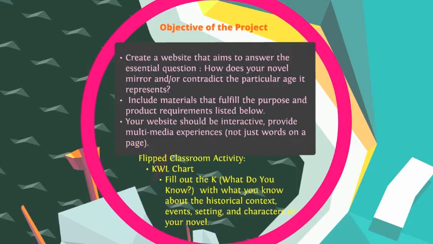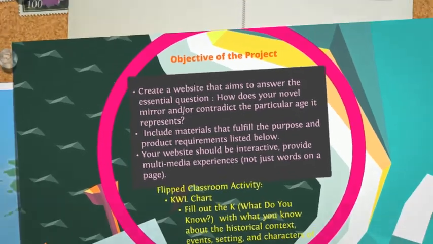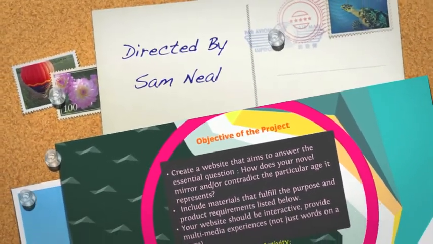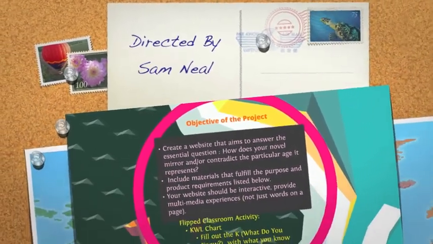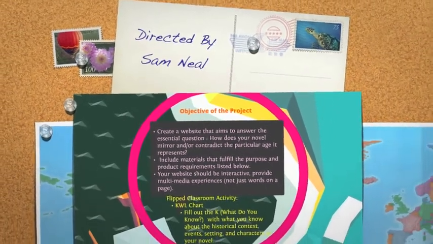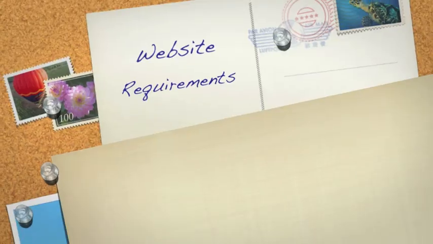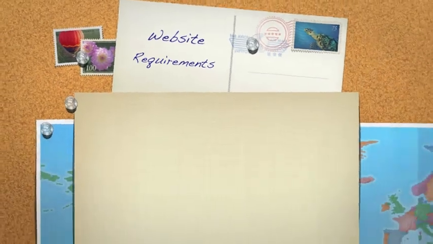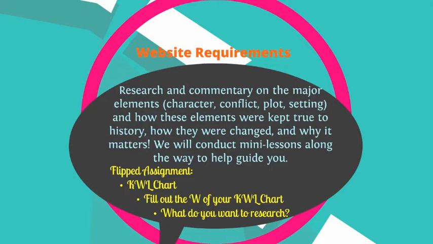Your website should be interactive, providing multimedia experiences, not just words on a page. Fill out the K, what do you know, with what you know about the historical context, events, setting, and characters of your novel. Some of the website requirements are research and commentary on the major elements: character, conflict, plot, setting, and how these elements were kept true to history, how they were changed, and why it matters. We'll conduct mini lessons along the way to help guide you.